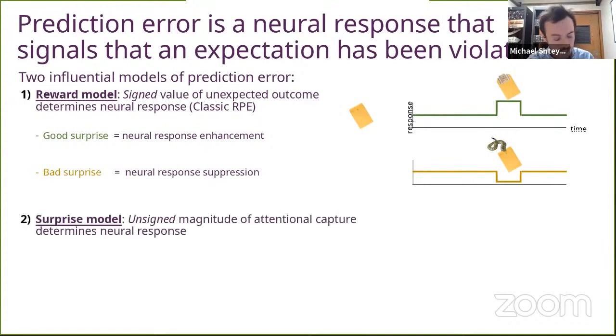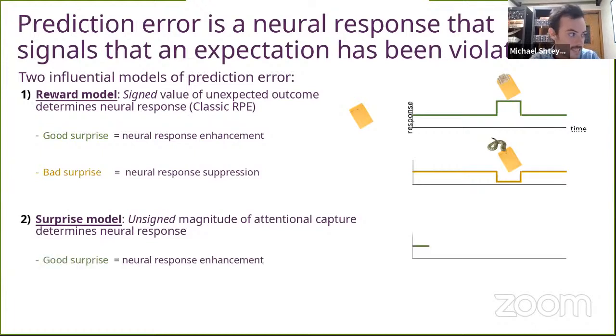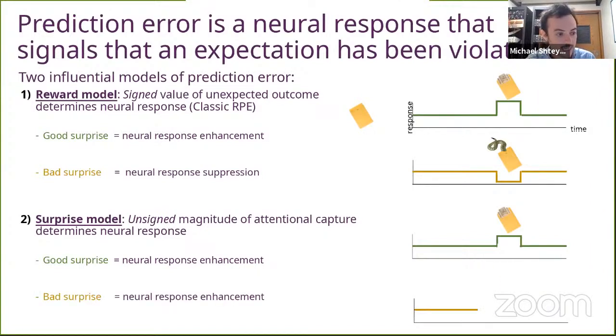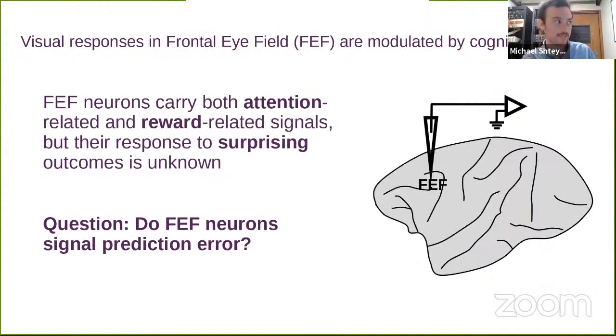The competing model I'm going to call the surprise model, or the attentional capture model, in which the unsigned magnitude of the attentional capture might determine your response. In this case, if you get a good surprise like a bunch of cash, you'll still see an enhancement of the neural response. But the critical difference is that if it's a bad surprise, you might also see a neural enhancement, because the surprise captures your attention in either case, whether it's good or bad. These are two different ways that the effect of surprise might manifest itself in neural activity.